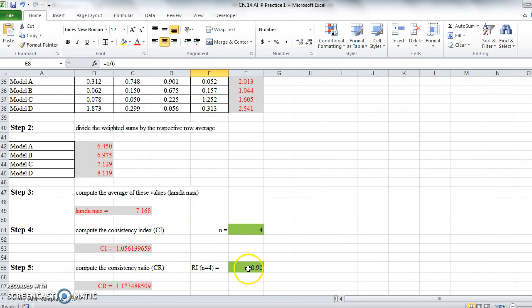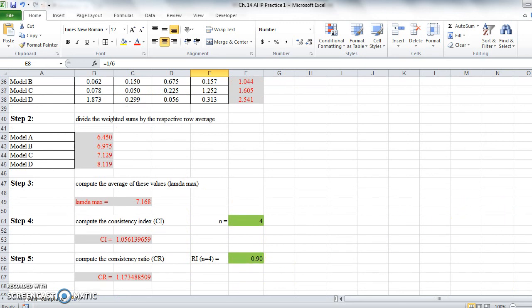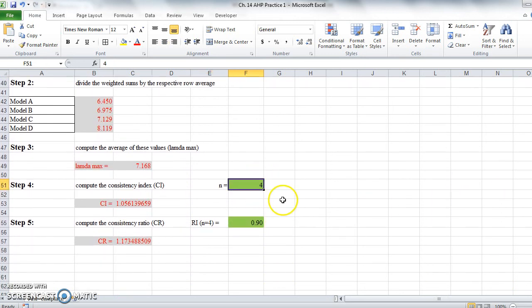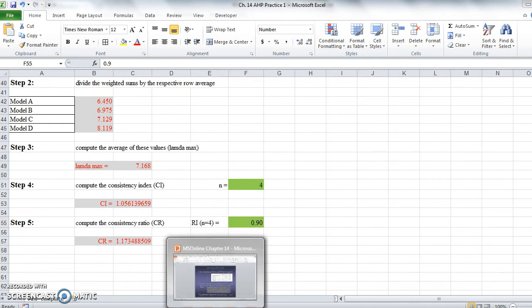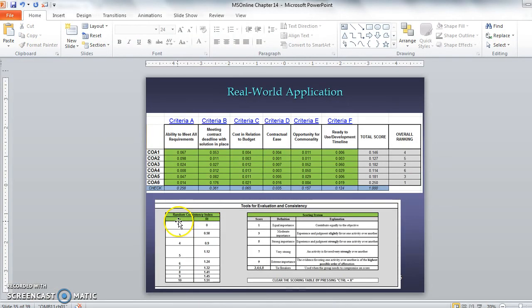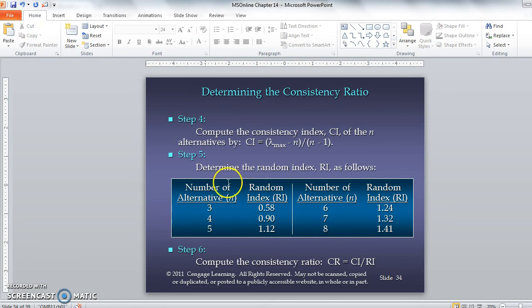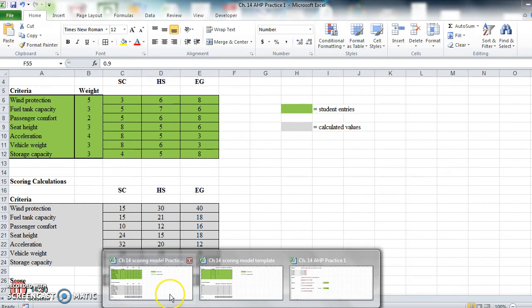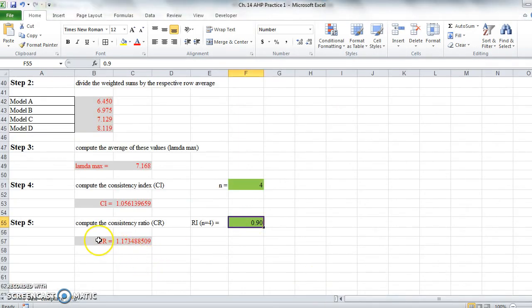We get the CI, and then in turn we get the CR. Something you need to potentially make sure of is that we have n equals 4. That's how many choices we have. Make sure our index here is equal to, in this case, 0.9, just as I showed you back here. So our random index number, when we have 4 alternatives, is a fixed value of 0.9. And from that, our CR will calculate, and our CR in this case is 1.17.